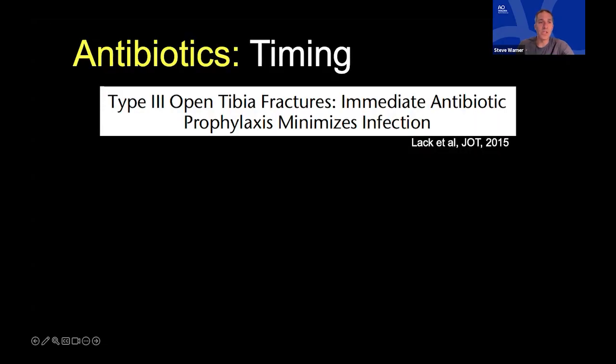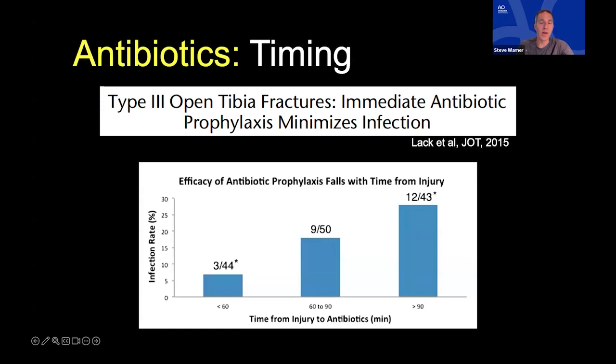Looking at timing of antibiotic treatment, this is an often quoted study looking at type 3 open tibia fractures and looking at the timing of antibiotic delivery. And what they showed here was that with time less than 60 minutes from injury to antibiotic prophylaxis, there was a significantly lower infection rate. And so something that we often target is prompt antibiotic use for these patients with open fractures.